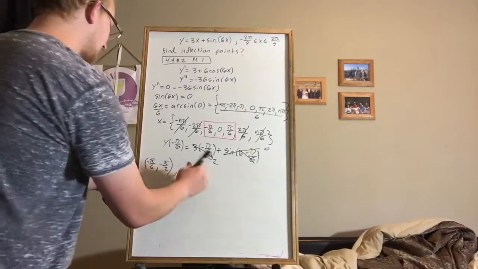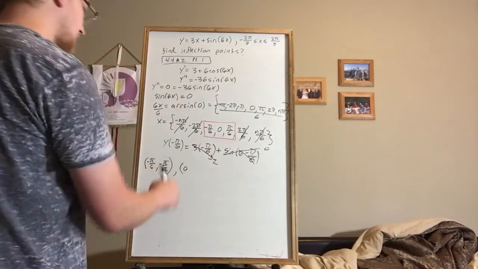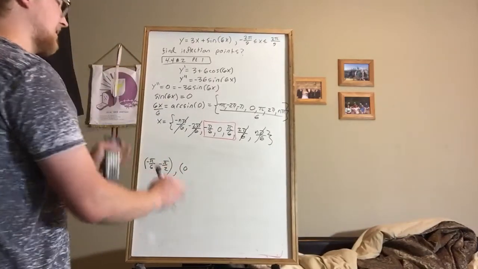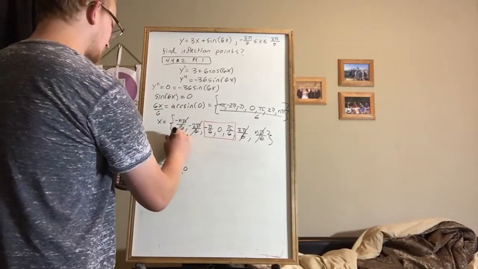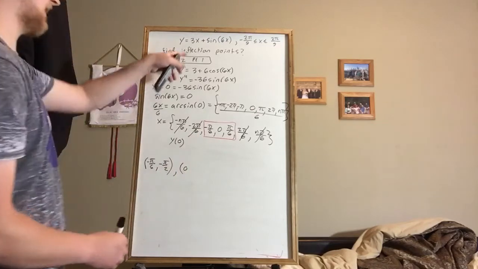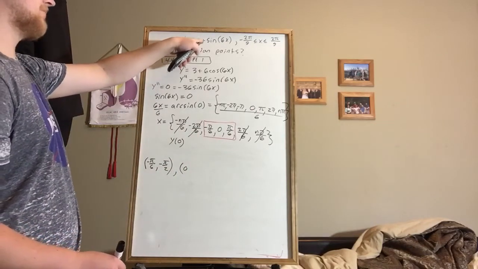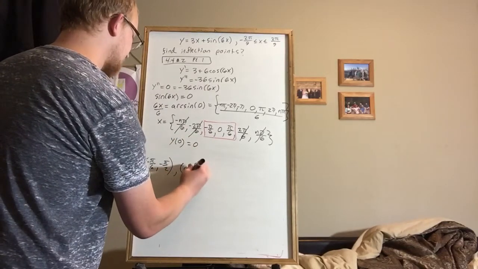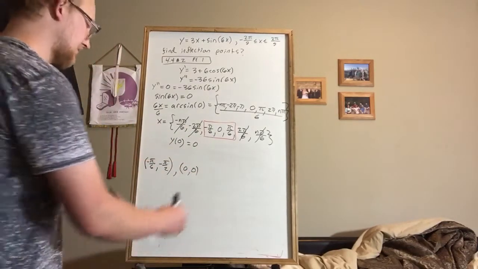Now we're going to solve for what happens when we plug 0 into our y function. And this is our original y function because we're curious about the original graph. So y of 0, let's just check it out up here. 3 times 0 is 0. Sine of 0 is 0. So we know that's also going to equal 0. So here's our second ordered pair, 0, 0.